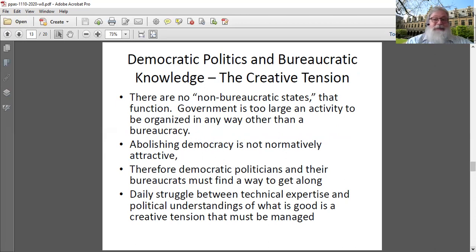Now, as I noted earlier on, there are no large organizations in the modern world that are non-bureaucratic. There are organizations that more accurately and less accurately reflect the bureaucratic ideal, but there are none that are non-bureaucratic, and that goes for states too, right? The only non-bureaucratic states are dysfunctional ones, ones that are failed.